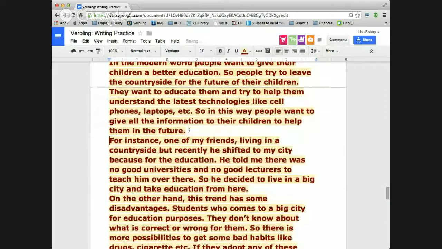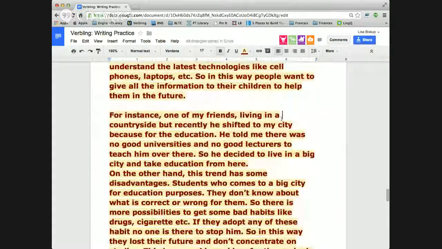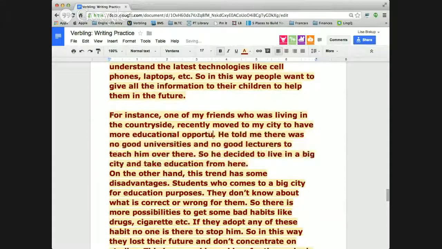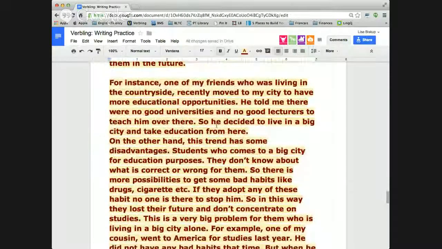For instance, one of my friends who was living in the countryside recently moved to my city for more educational opportunities. He told me there were no good universities and no good lecturers to teach him over there. So he decided to live in a big city and get his education here.